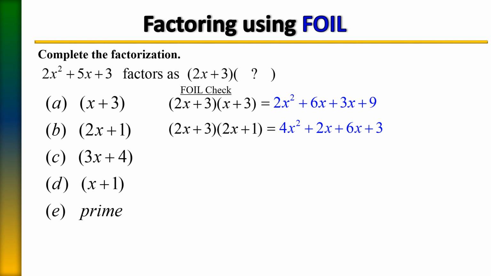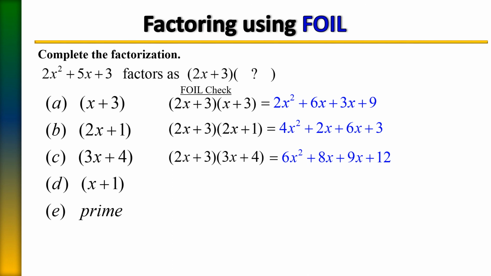When we combine outer and inner, that's going to give us 8x, which again is not our middle term. So choice B is not the answer either. What about the missing one being 3x plus 4? Well, let's pair it and see. When we do FOIL, first, outer, inner, last, our middle term is going to be a combination of 8x plus 9x, which gives me 17x, and that certainly is not my middle term. So C is out as well.